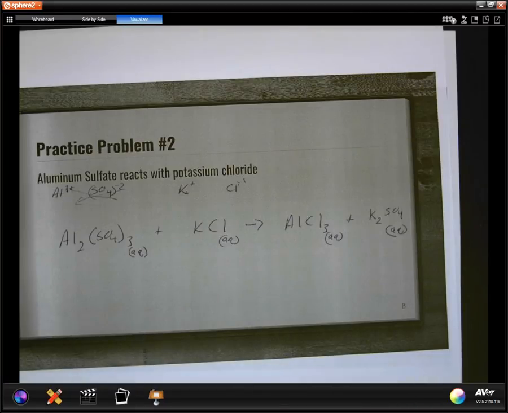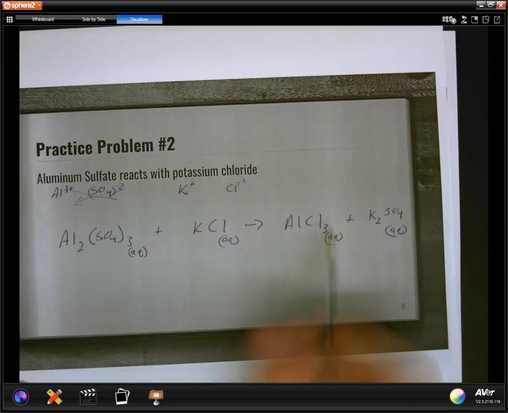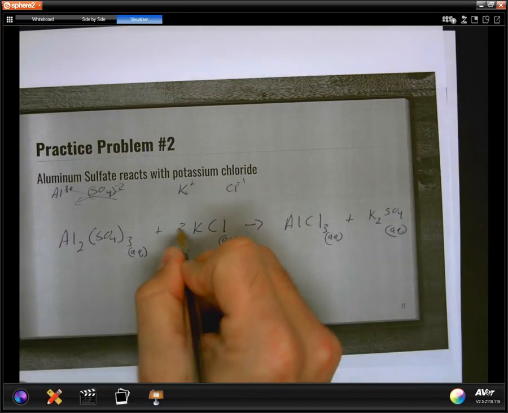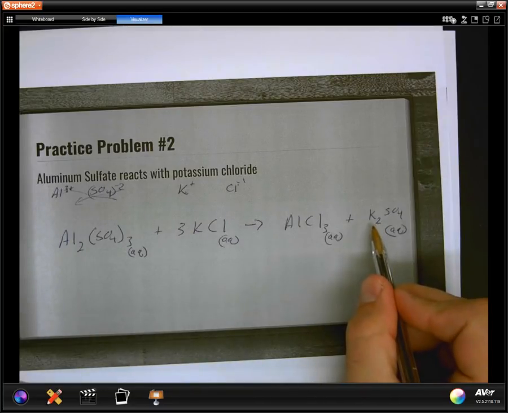Then the last step is we need to go through and balance it. How do I balance it? All right, so we're going to pick any element we want. I'm going to start with the chlorine. I see 3 chlorines, so I'm going to put a 3 here. That gives me 3 potassiums. That gives me 2 potassiums.